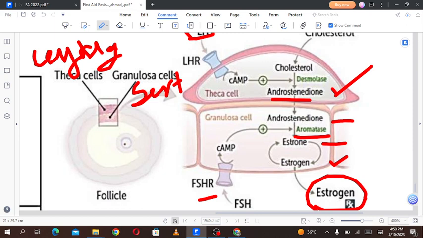Now we'll move to the next one. The Sertoli cells are present in the males, which are stimulated by the FSH. So FSH stimulates the Sertoli cells in the males.